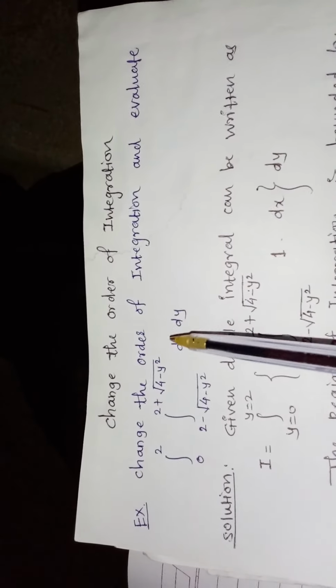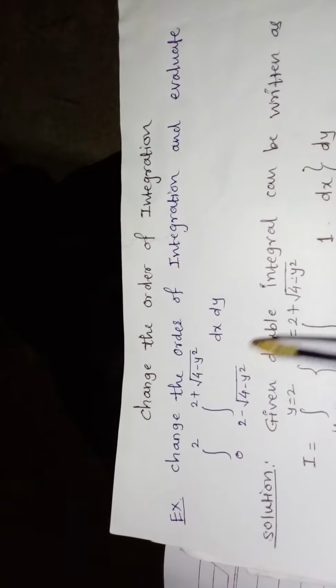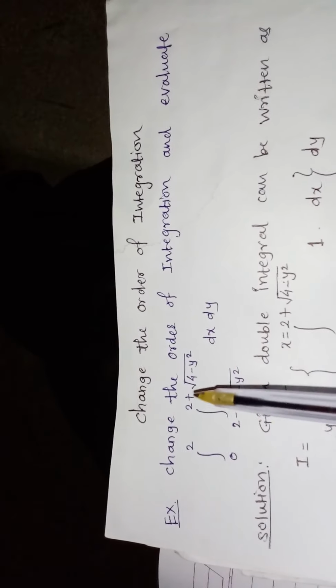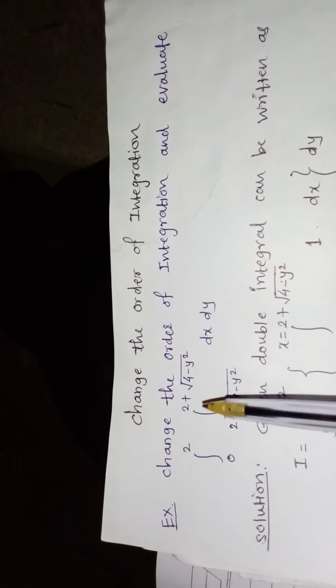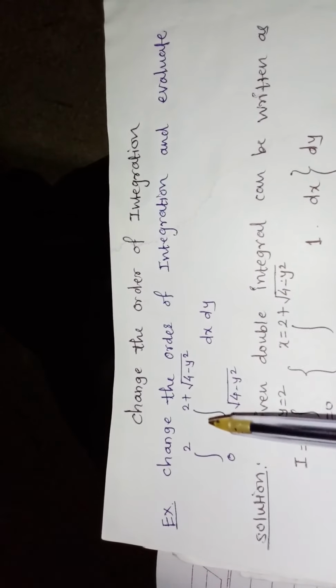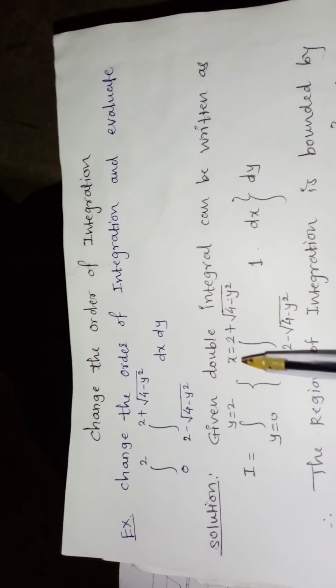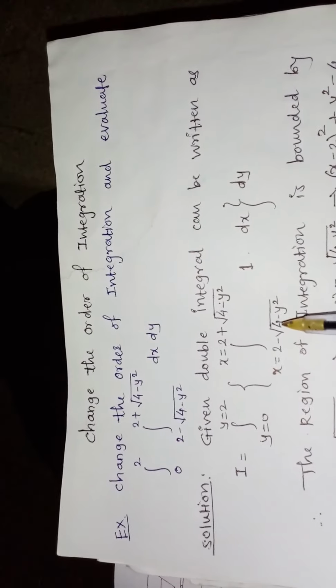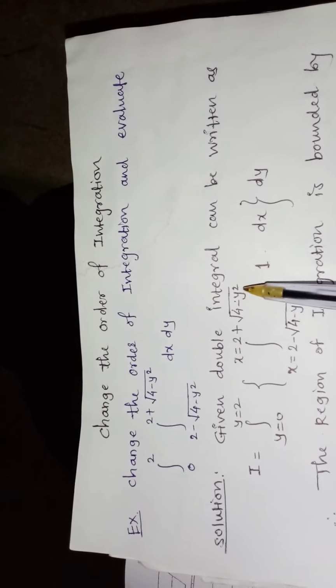First of all, we are writing this given double integral in detail. For this we can observe the limits of this inside integral are functions of y. That means for this integral our x is varying in terms of y. So we can write this inside integral as x equals 2 minus square root of 4 minus y square to x equals 2 plus square root of 4 minus y square.